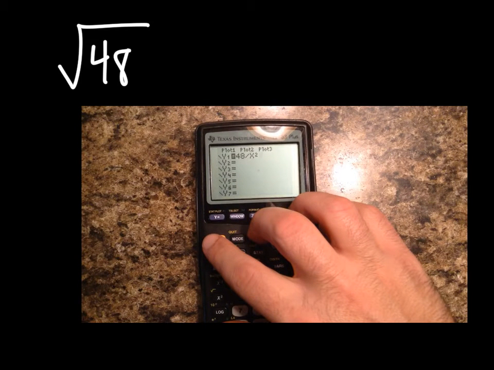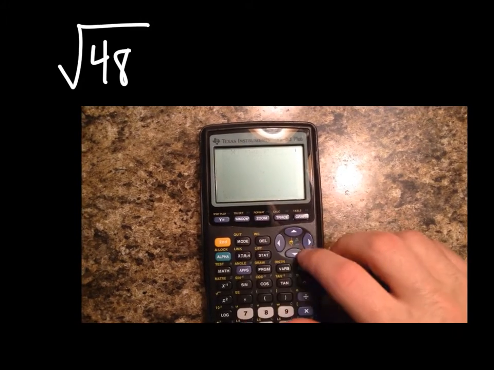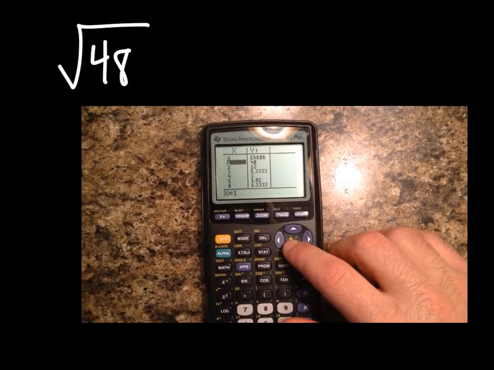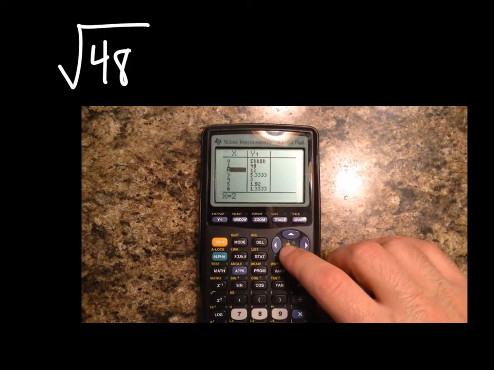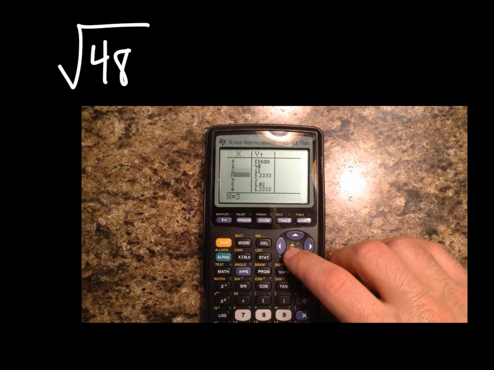And what happens next is you're going to go to the table, and when you're in the table, if you hit second graph, you should start from 0. As you see, as you go down, if the 1 is on the left and the 48 is on the right, that means it's 1 radical 48. The next line down would be 2 radical 12. Then 3 has a decimal. 4 radical 3 sounds pretty good.